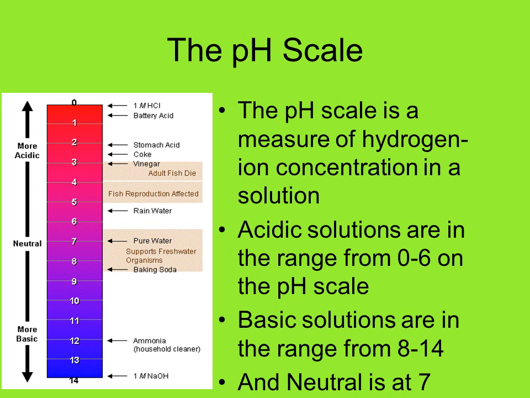The pH scale is a measure of hydrogen ion concentration in a solution. The acidic solutions are in the range from 0 to 6 on the pH scale.